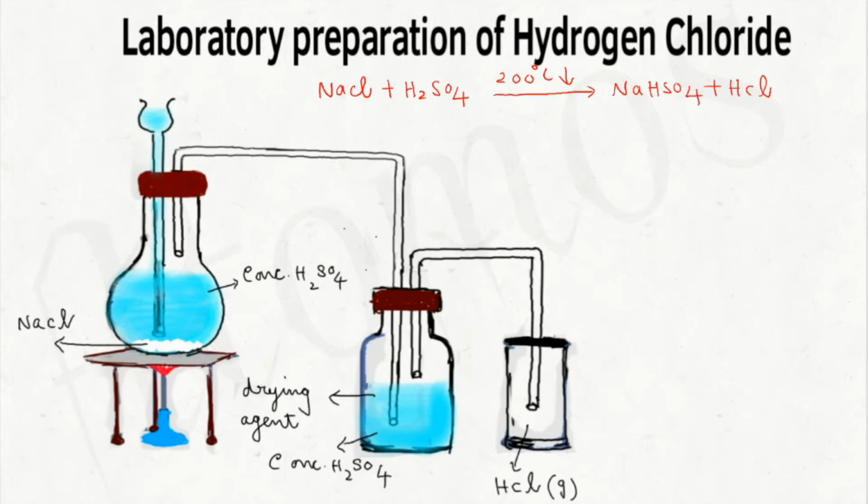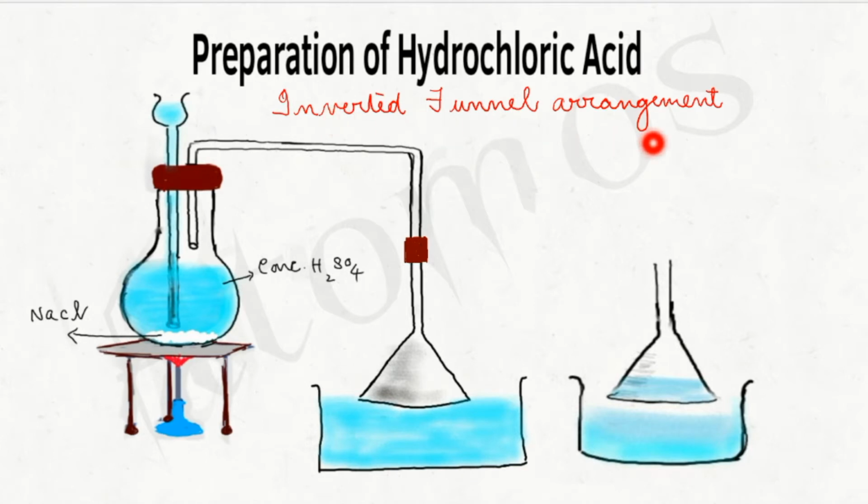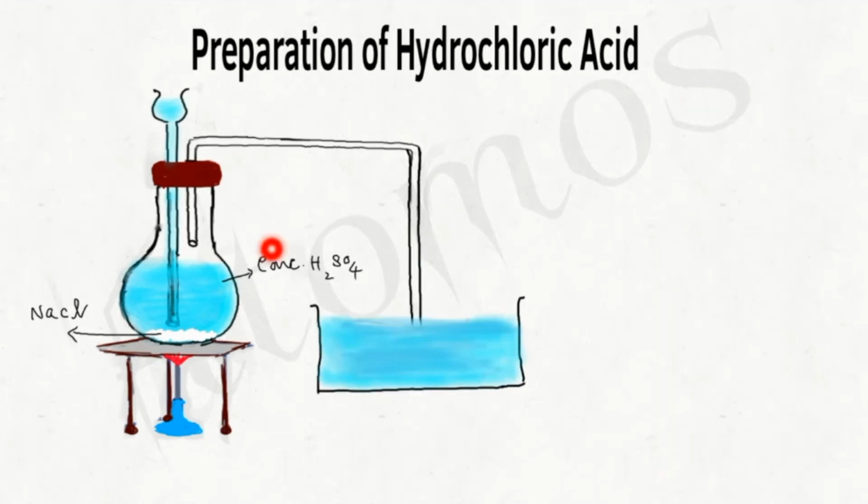But a special type of arrangement is required for the preparation of hydrochloric acid. What is that arrangement known as? That is known as the inverted funnel arrangement. And what is this inverted funnel arrangement? At the end of this delivery tube, we will attach a funnel in such a way that the mouth of the funnel will be just touching the surface of the water. Got it? Why is this inverted funnel arrangement required?